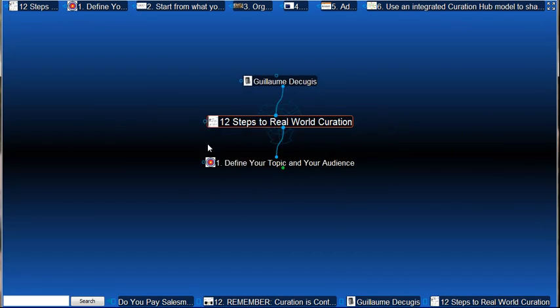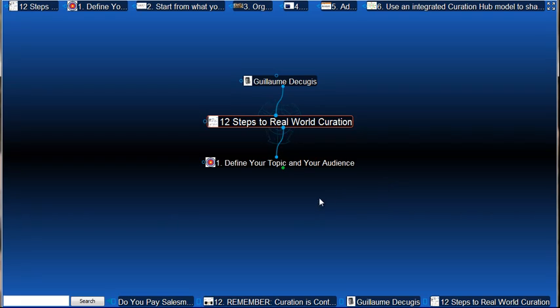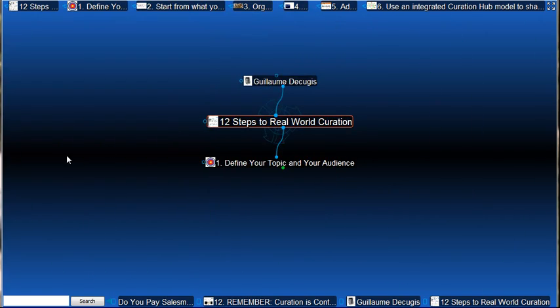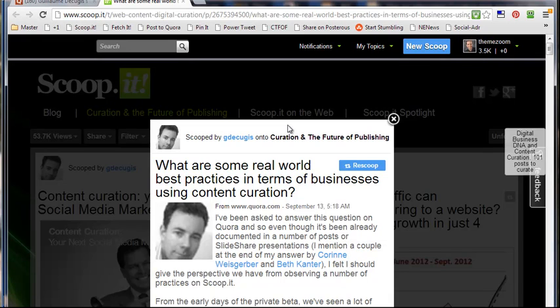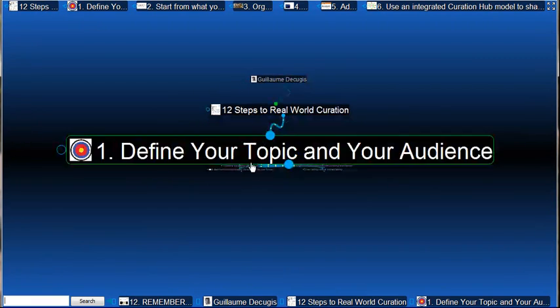So we're going to call this 12 Steps to Real-World Curation. The original article that he had was, what are some real-world best practices in terms of business using content curation? You should read that article for yourself. I've actually got a link to that article here, and I always upload my presentations, which are in the Brain format from thebrain.com, with the links active so that you can actually go and look at some of these articles. Okay, let's move on to point 1.